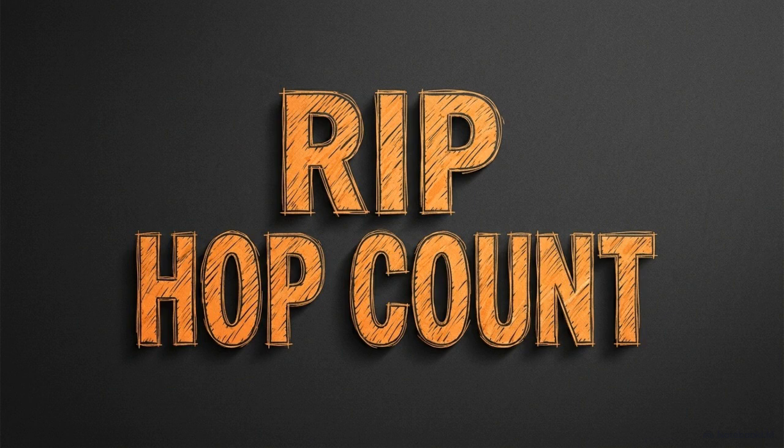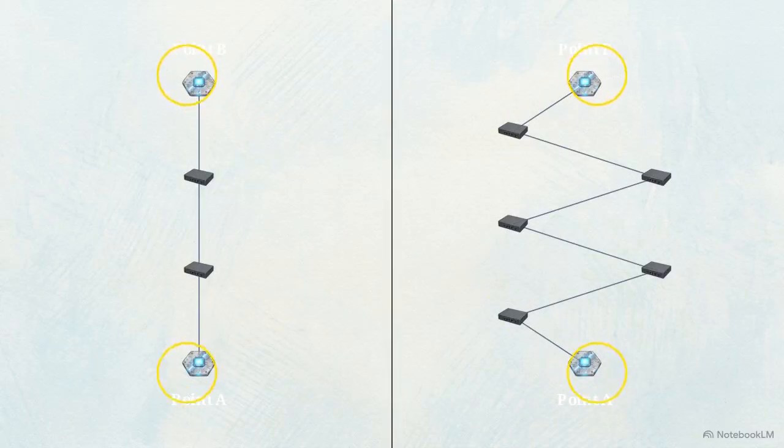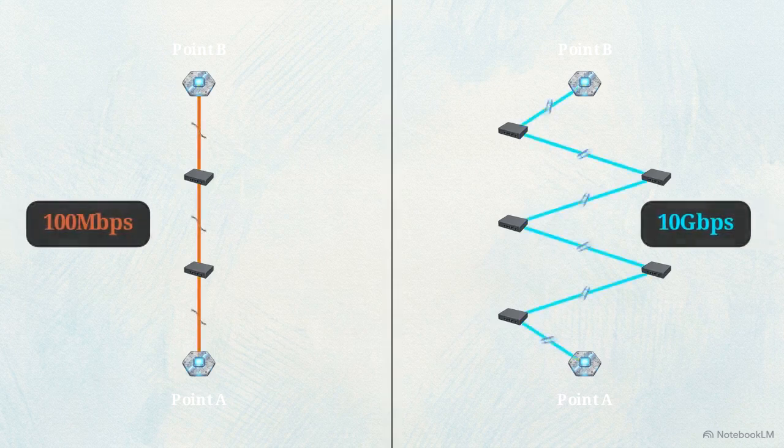Legacy routing protocols, like RIP, operated on a rigid, simplistic metric called the hop count. Looking at a network map like this, a hop count system measures distance blindly. It only counts the individual routers sitting between point A and point B. The route on the left takes 2 stops, while the route on the right takes 5. The system automatically defaults to the 2 stops. It completely ignores the actual bandwidth, the raw speed, of the cables connecting those devices.